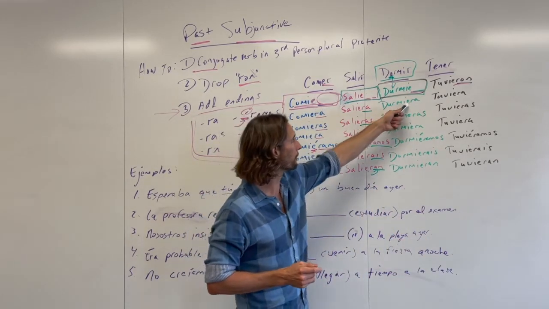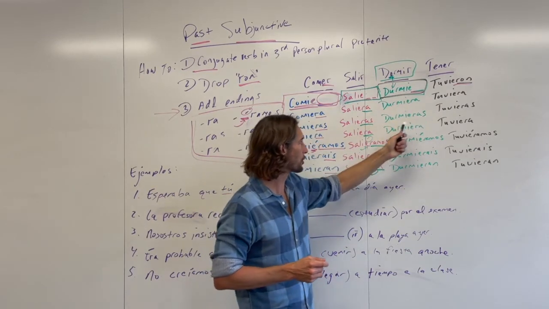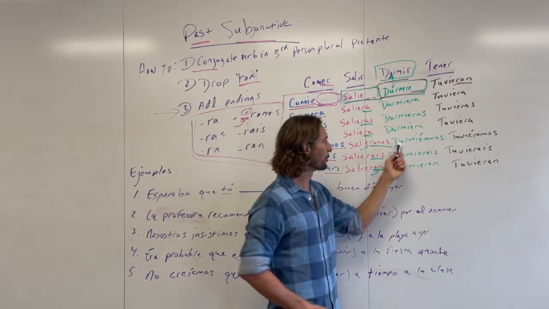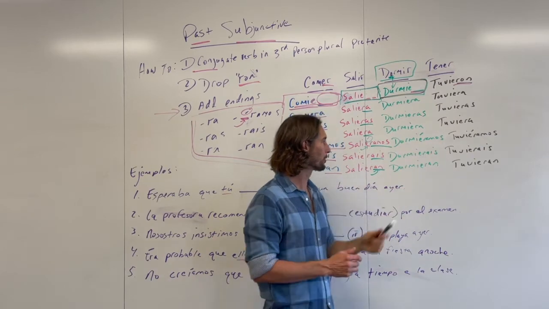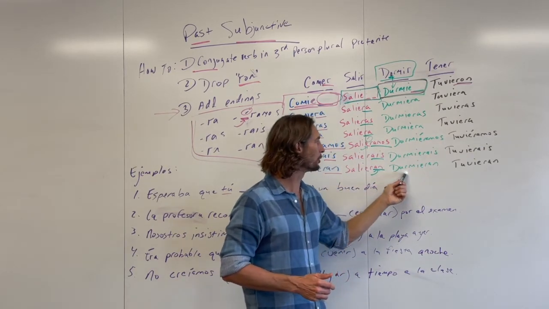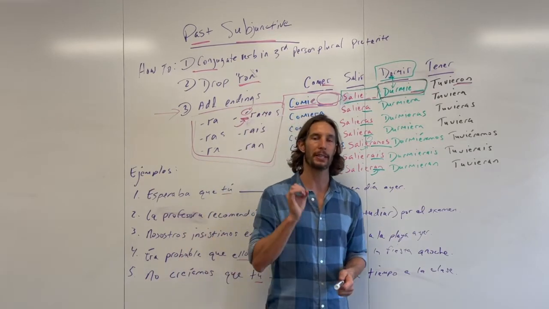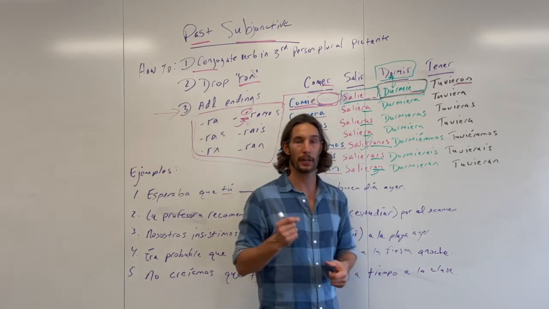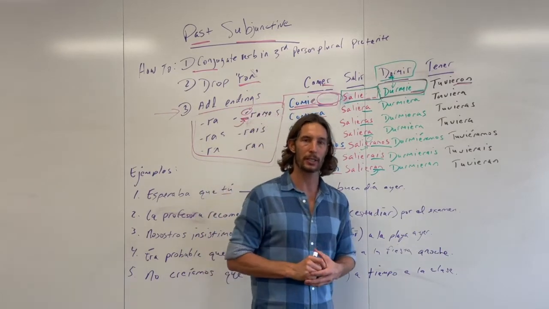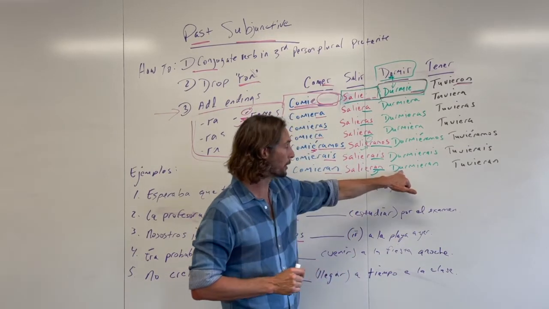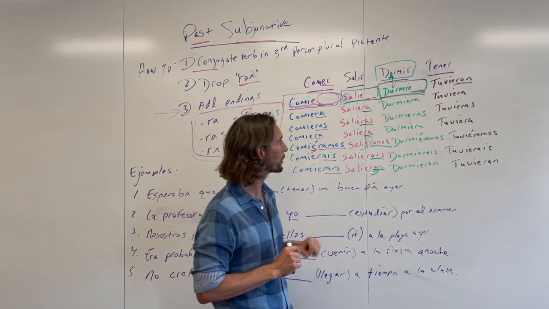So durmiera, durmieras, durmiera, durmiéramos, durmierais, durmieran, right? So dur, that D-U-R, not door, D-O-R. Of course, that's a slight tweak, but this is a U here, not an O. And so let's do that again.